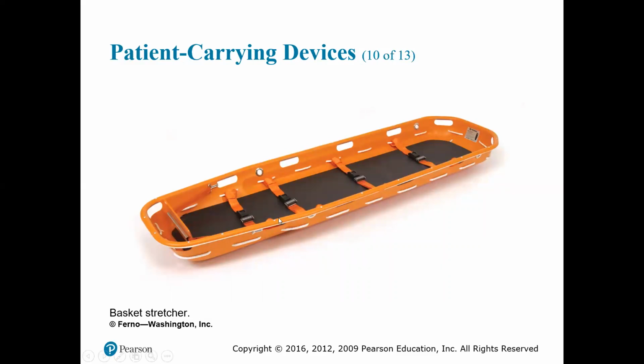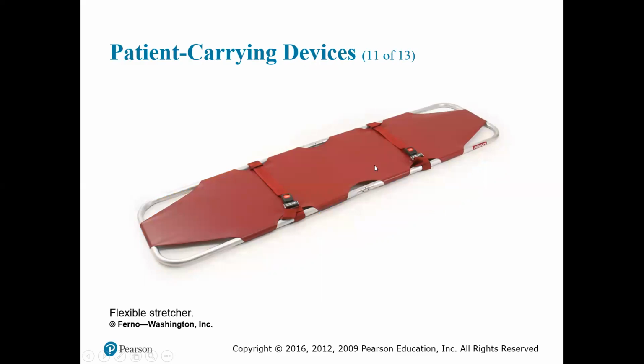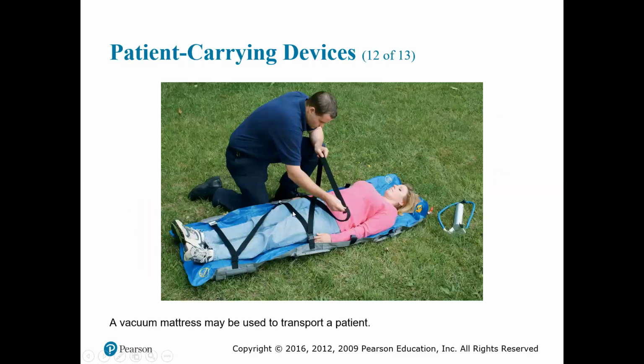Again, it's like a Stokes basket. I think Stokes might just be the brand. I don't know. Flexible stretcher, so it's collapsible. Okay, I guess I have seen these before. This isn't something that generally many people carry. And then a vacuum mattress maybe used to transport. I've never seen one of these before.